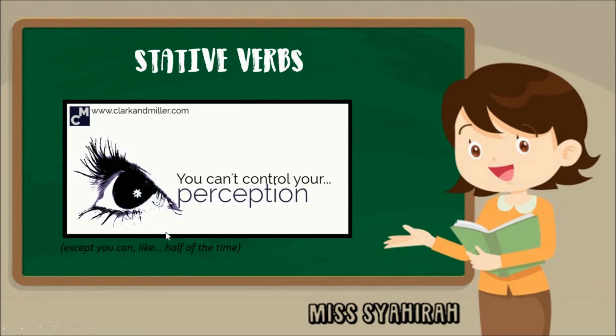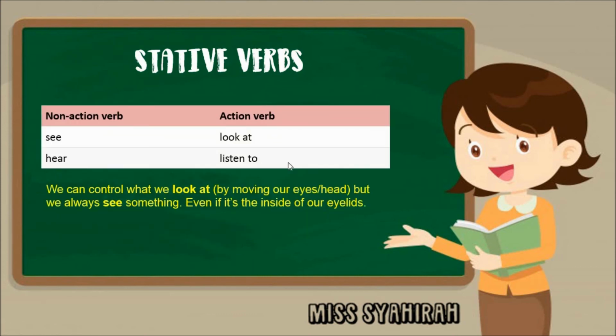So lastly, you can't control your perception. Okay, maybe you can, like, half of the time. Okay, let's see. So non-action verb, stative verb, see here. So most of this happens without your intention. You don't intend to see. You don't intend to hear. It just happens.